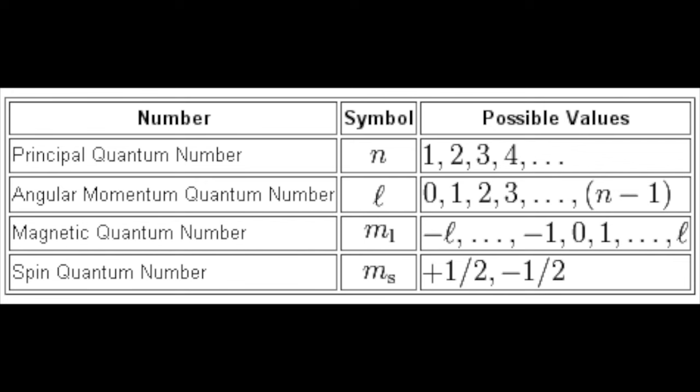Finally, m sub s, or the spin quantum number, describes the magnetic field of an electron. 2 electrons in the same orbital cannot have the same spin energy. The spin quantum number can either be negative 1/2 or positive 1/2.